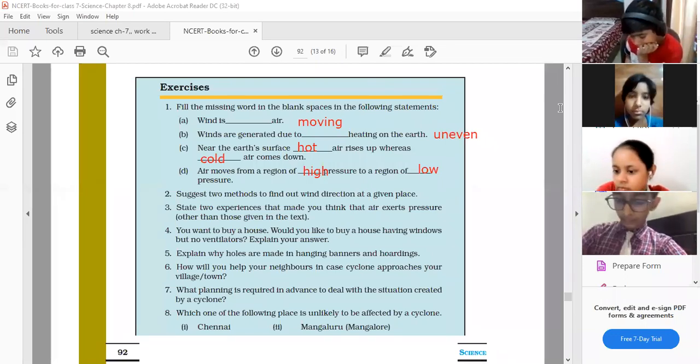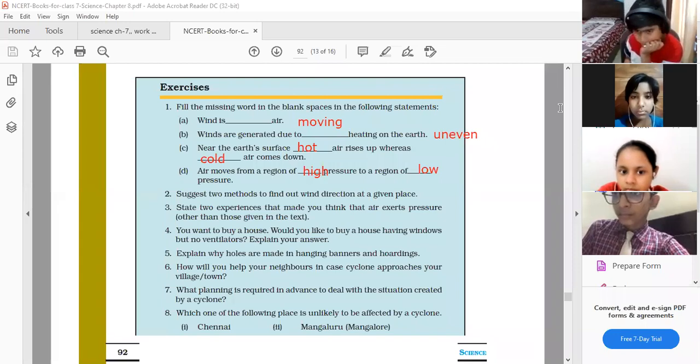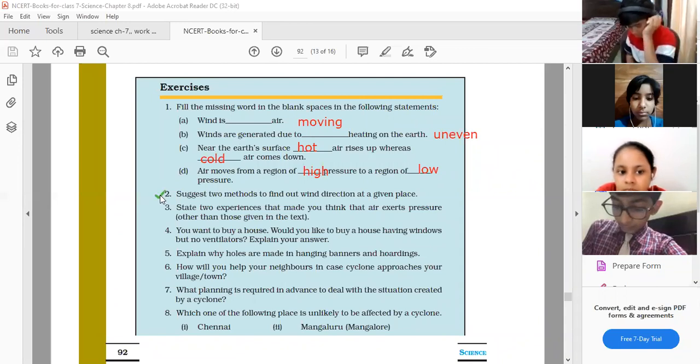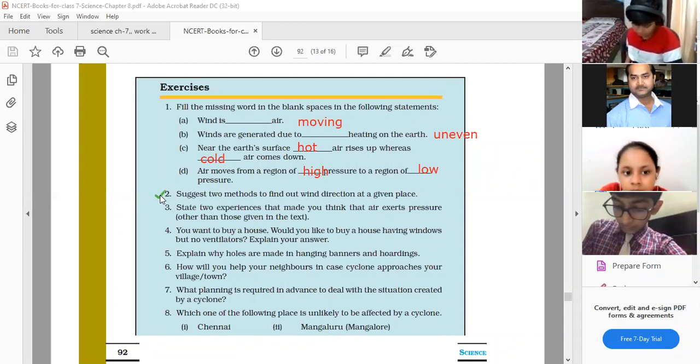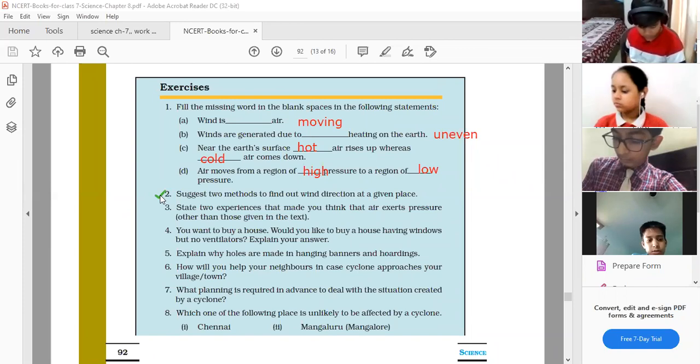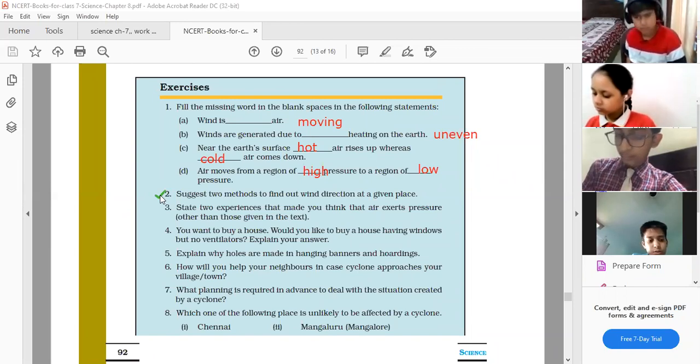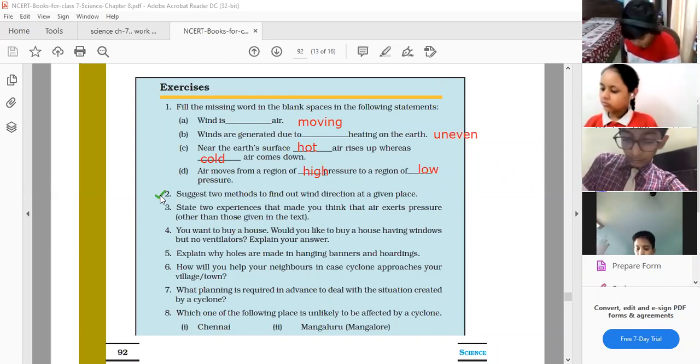Okay, children, you can write this answer in the pointers. Ma'am, wind vane is same as weathercock. Yes, that is another name, nothing else. So any two things you can use, you can write down wind vane and anemometer. Anemometer is an instrument which is used to find out the wind direction at a given place.